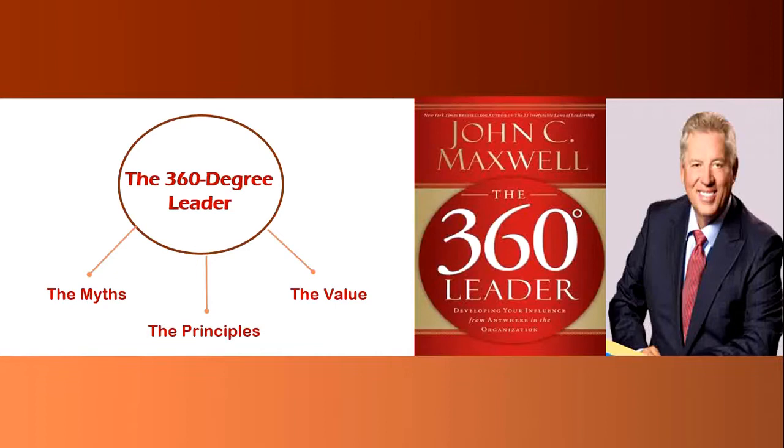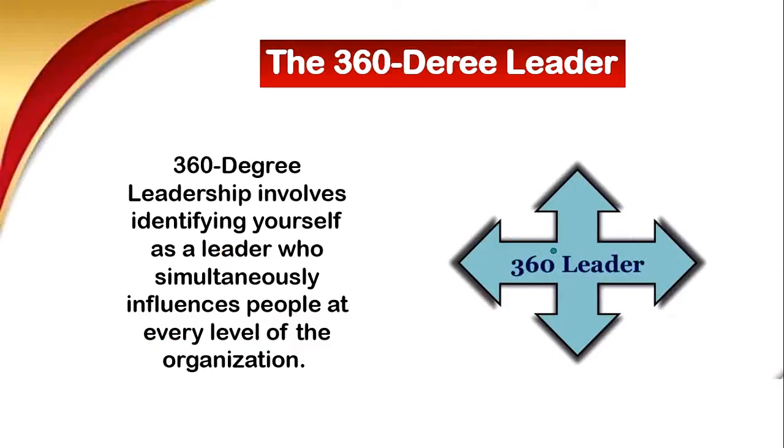Okay. So according to John C. Maxwell, he says that 99% of people who become leaders are not from the top level of an organization. Especially, they're the people who are working in the middle level. So only 1% of leaders come from the top level. Okay. So let's start with the basic concept of the 360-degree leader.